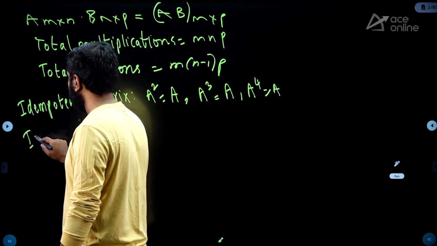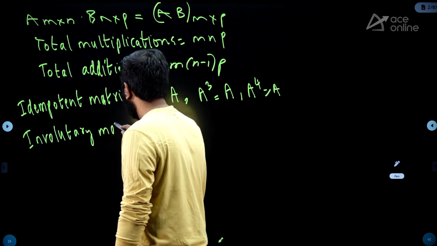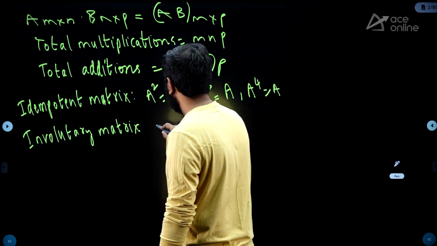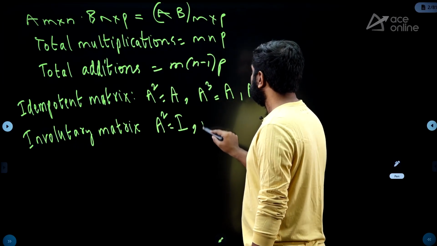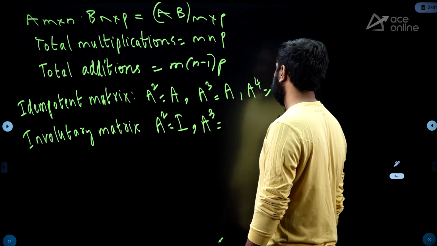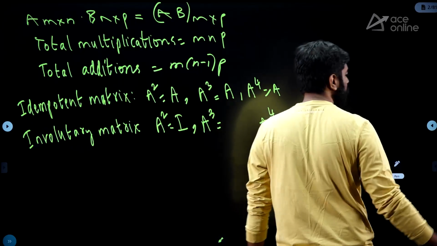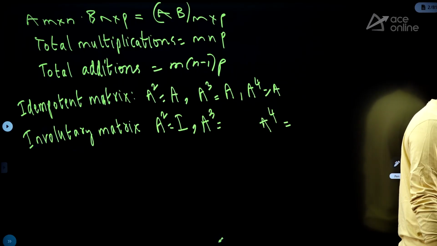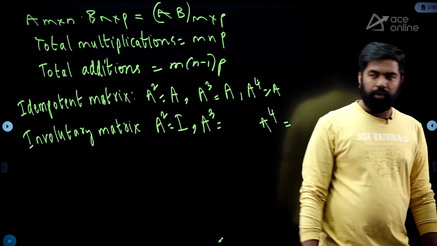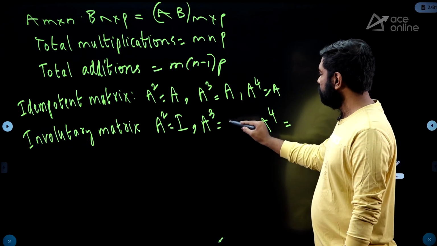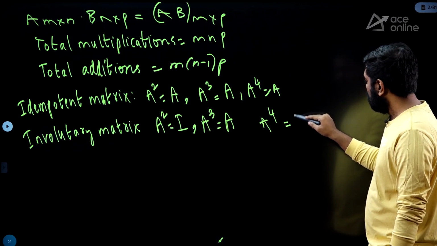What is an involutory matrix? A matrix which satisfies A square equal to I. So let's ask the students, what will be A cube then? What will be A power 4 and so on? Let's see what are your replies. What is A cube? When A square is I, A cube will be A, and A power 4 will be I, and so on.